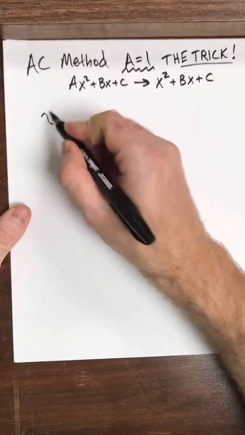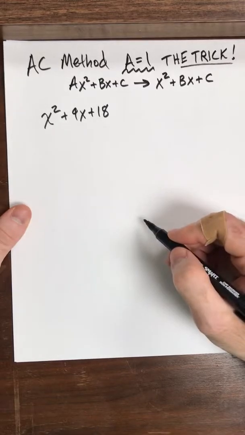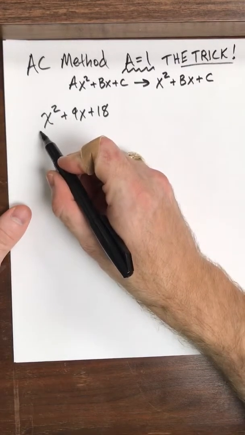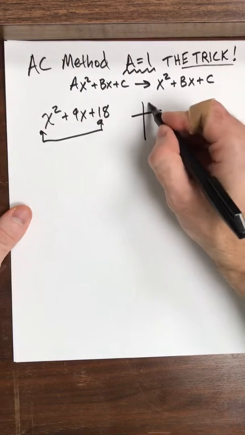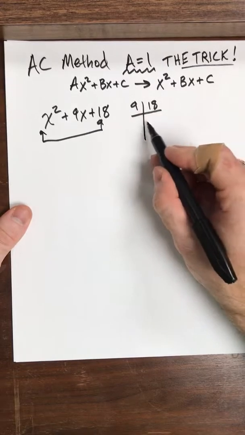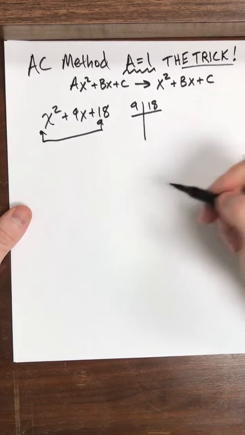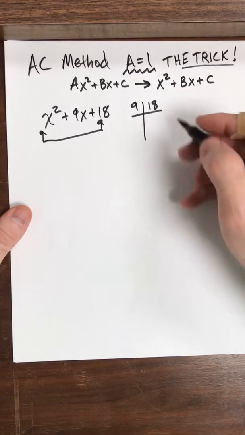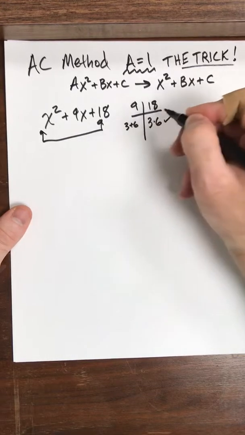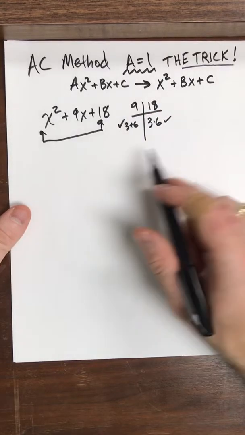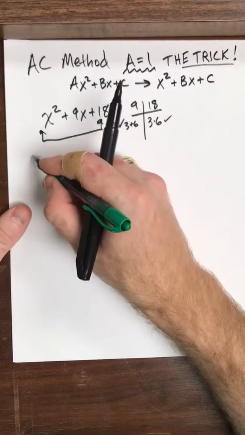All right, so let's try an example. x squared plus 9x plus 18. Okay, now typically the AC method says I multiply the a times the c, but here a is 1, so that's just 18. And then I have the 9 here. So I'm looking for two factors that multiply to 18 and add to 9. Well, let's think about this for a second. 3 times 6, that's 18. 3 plus 6, that's 9. Perfect. All right, so now at this point, what I would do is go in and do my factor by grouping the old way.